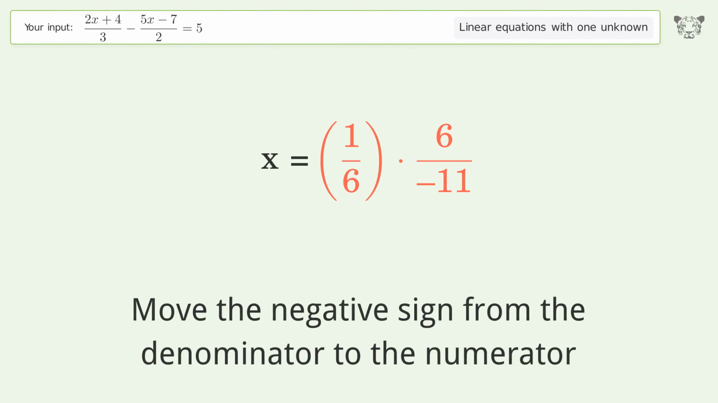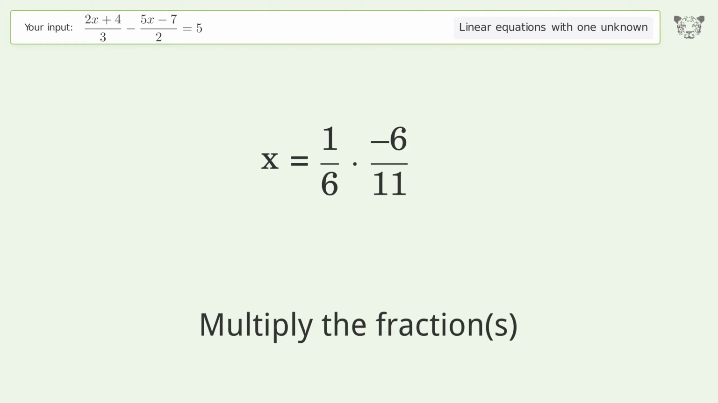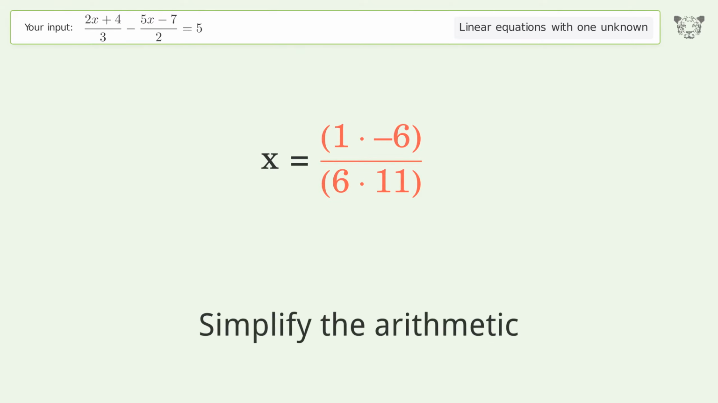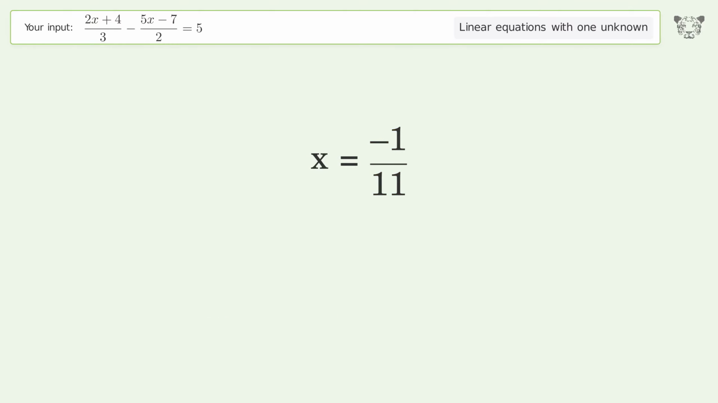Move the negative sign from the denominator to the numerator. Multiply the fractions. Simplify the arithmetic. And so the final result is x equals -1/11.